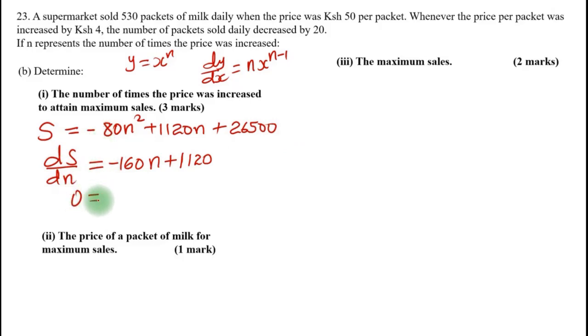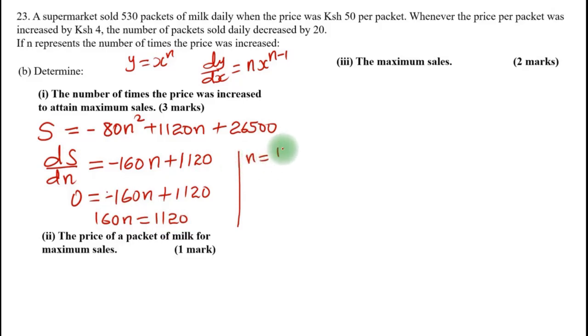So 0 is equal to negative 160n plus 1120. This will be 160n will be equal to 1120. Therefore, if we work it out, n will be 1120 over 160. So the number of times the price was increased is 7. Then Roman 2, the price of the packet of milk for maximum sale.